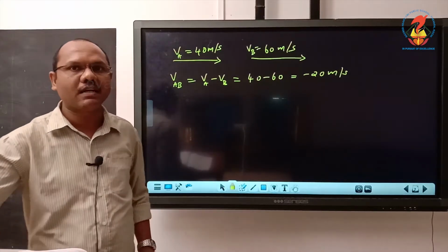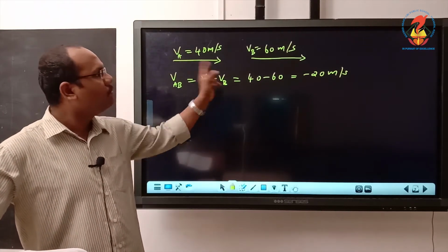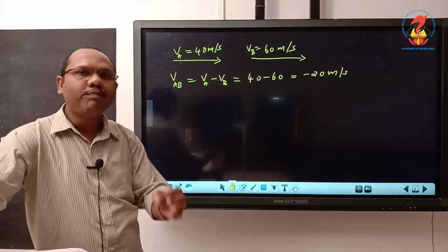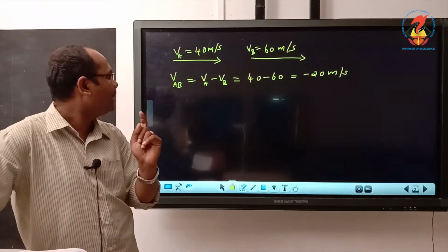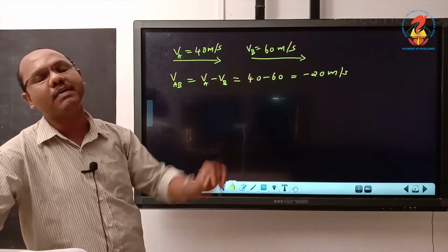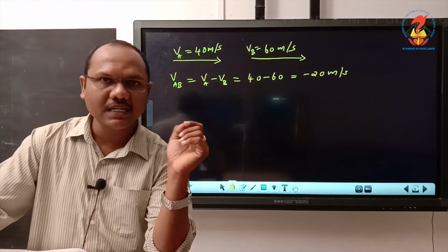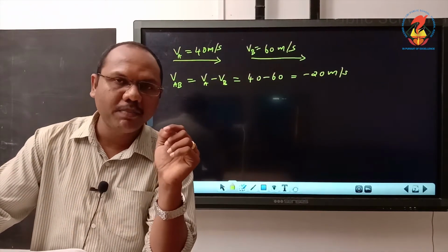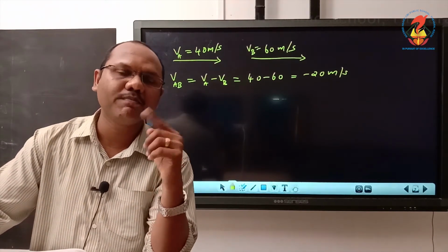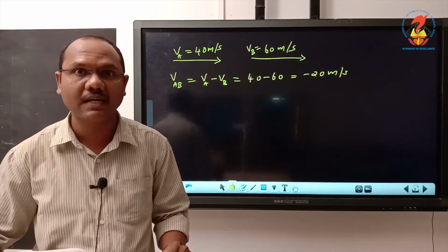What is the meaning of minus 20 meter per second? It means that when B is moving forward, B will think that A is moving backward with a speed of 20 meter per second. When B looks at A, B will think that A is moving backward with a speed of 20 meter per second. That is the concept behind relative velocity.